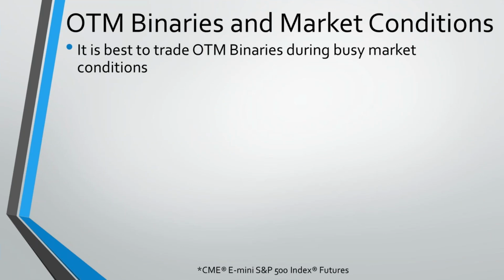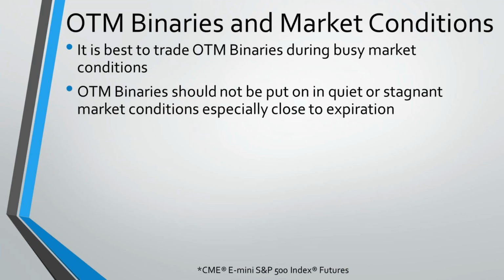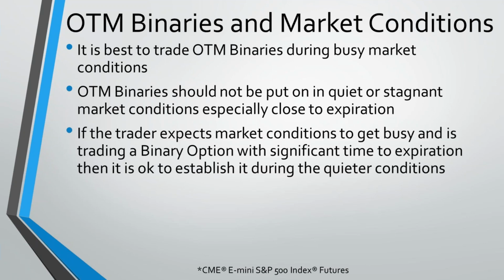So let's take what we just learned and think about it as it applies to market conditions. It's best to trade out-of-the-money binaries during busy market conditions. Out-of-the-money binaries should not be put on in quiet or stagnant market conditions, especially close to expiration. Why is that? We saw close to expiration, your time decay really kicks in. That theta starts eating away at that extrinsic value. So if it's quiet and the market's not really moving, all that money you've spent is going to disappear as it gets closer and closer to expiration.